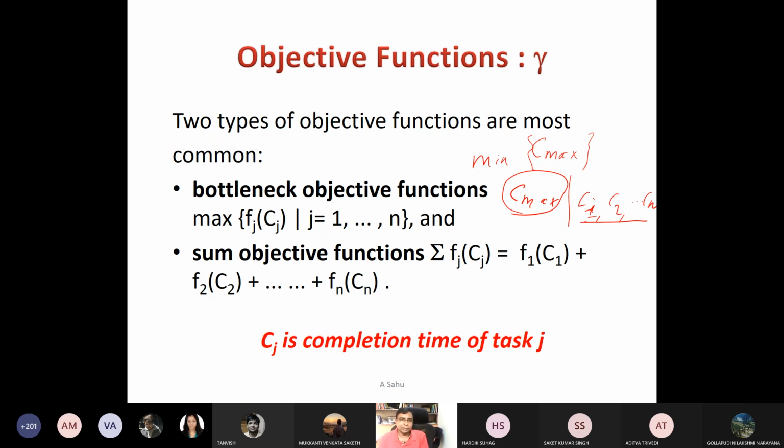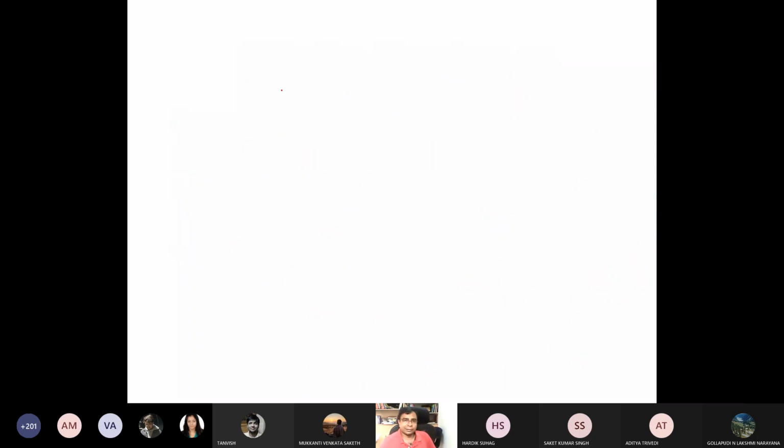So there are two kinds of functions: one is bottleneck functions, the other is summation functions. The summation objective functions are the sum of fj(Cj), which can be f1 of C1, f2 of C2, and so on up to fn of Cn. Suppose how much time I have? 57. One minute I can discuss. Suppose n tasks are there, all tasks arrived at time 0, and each task has processing time P1.